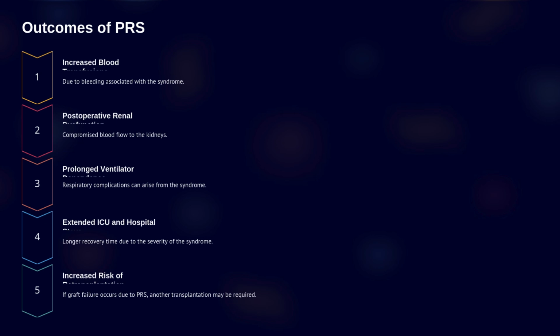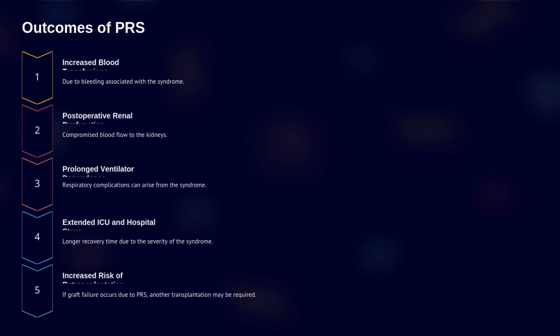What about postoperative renal dysfunction? How does PRS impact kidney function? Severe PRS can lead to acute kidney injury, due to the combination of hypotension, reduced renal blood flow, and the nephrotoxic effects of some medications used during transplantation.